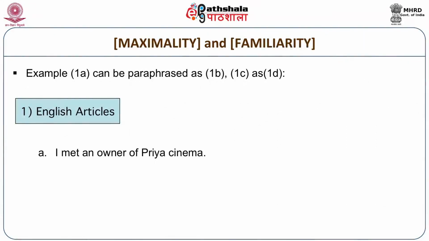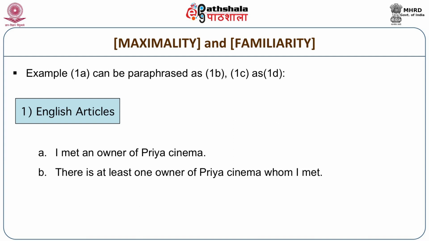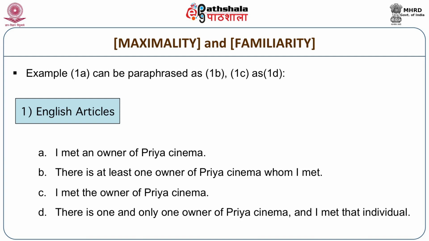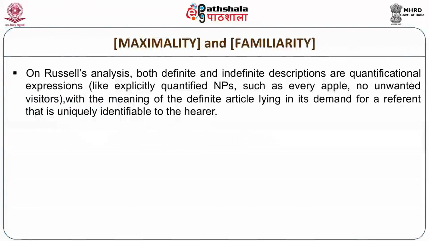So when you say in English, for example, I met an owner of Priya, you're saying that there is at least one owner of Priya that I met and that there may be more. Whereas if you say I met the owner of Priya, then there is one and only one owner. The English article the then contributes a meaning of exhaustivity. On Russell's analysis, both definite and indefinite descriptions are quantificational expressions, just like explicit quantifying NPs such as every apple, no unwanted visitors, etc.